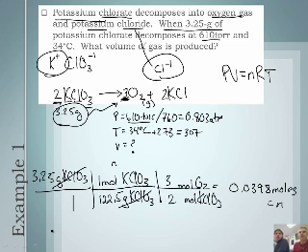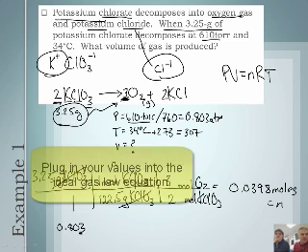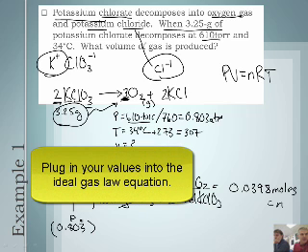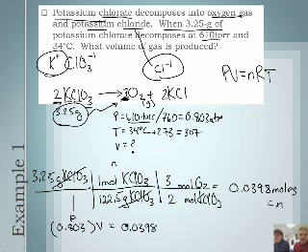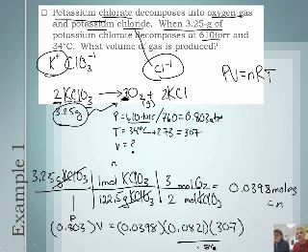So the pressure is 0.803. That's P. V is my x. Equals n, which is 0.0398, times R. R, remember, that's our constant, 0.0821. And my temperature is 307. Simply divide everything by 0.803.